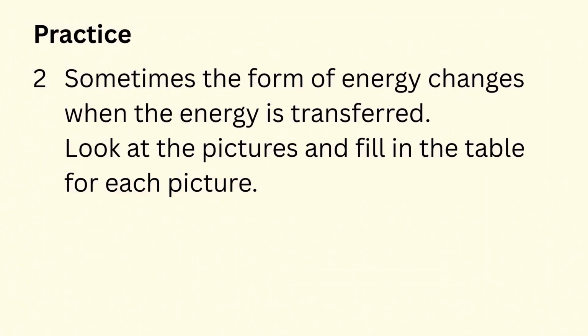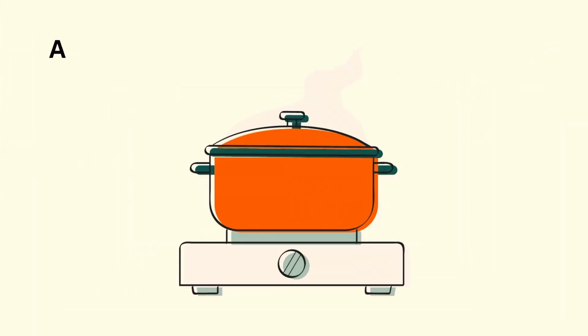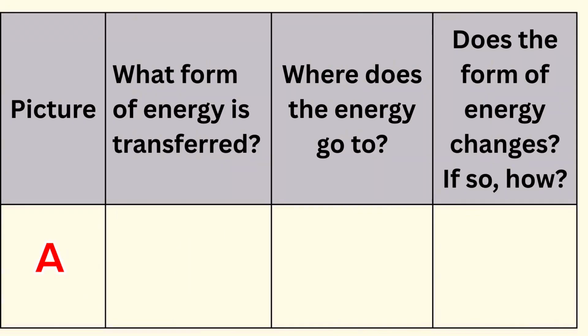Practice. Question number 2. Sometimes the form of energy changes when the energy is transferred. Look at the pictures and fill in the table for each picture. So let's look at picture A. Picture A is showing a pot on the stove. So what form of energy is transferred? When the stove is turned on, it provides heat energy to the pot.